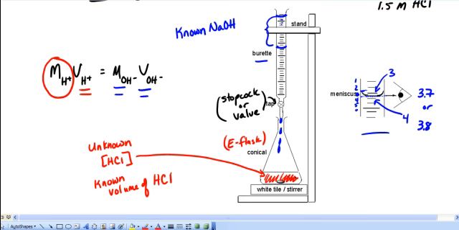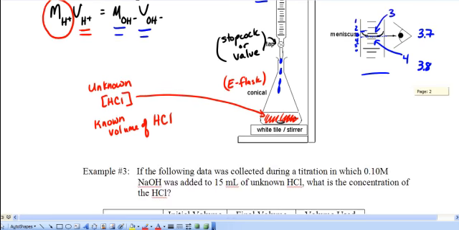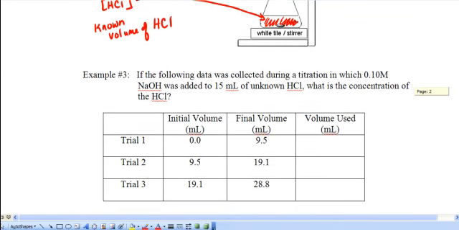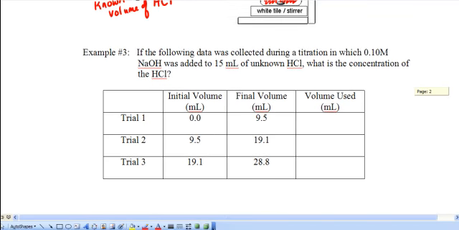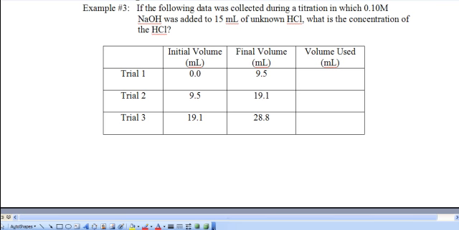All right? So let's go ahead and try a calculation here and see how it works. If the following data was collected during a titration in which 0.10 molar sodium hydroxide was added to 15 milliliters of unknown HCl, what is the concentration of the HCl? So once again, you need to know your equation, or you need to at least have it written down, where MHVH equals MOHVOH. And we're looking to solve for the concentration.